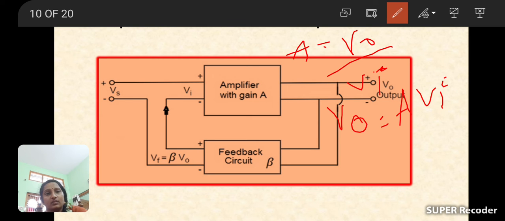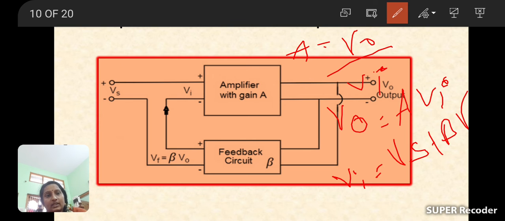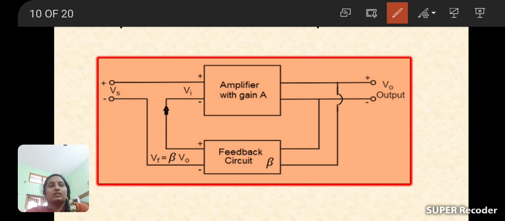A into V in. Here a fraction of the output voltage is connected back to the input, and Vi is equal to Vs plus beta into V naught. Why? Because Vi is equal to Vs plus or minus Vf, so Vi is equal to Vs plus or minus beta into V naught.